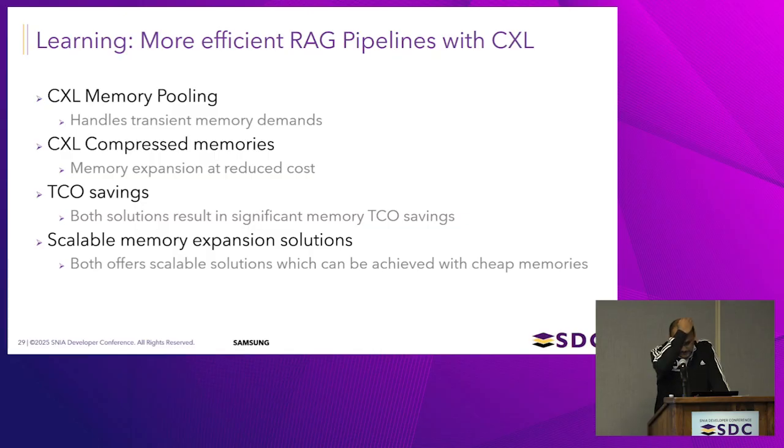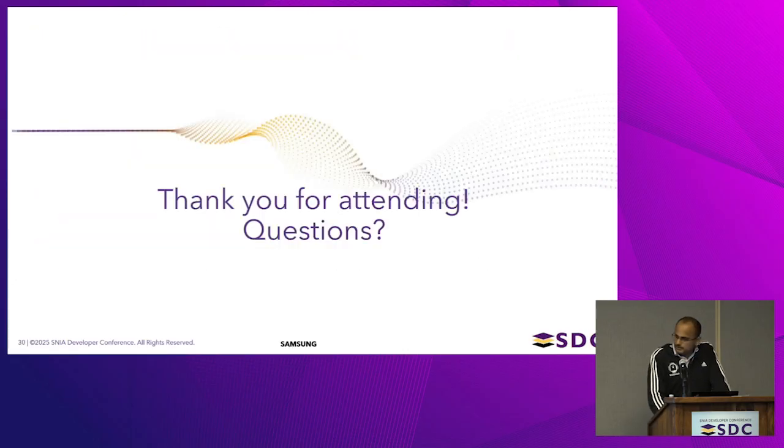So maybe we can say that the overall learning is that CXL opens up new possibilities for building more memory efficient AI pipelines, maybe RAG pipelines and maybe more workloads such as RAG. So that's all about this session, and thank you for attending. Any questions, please?